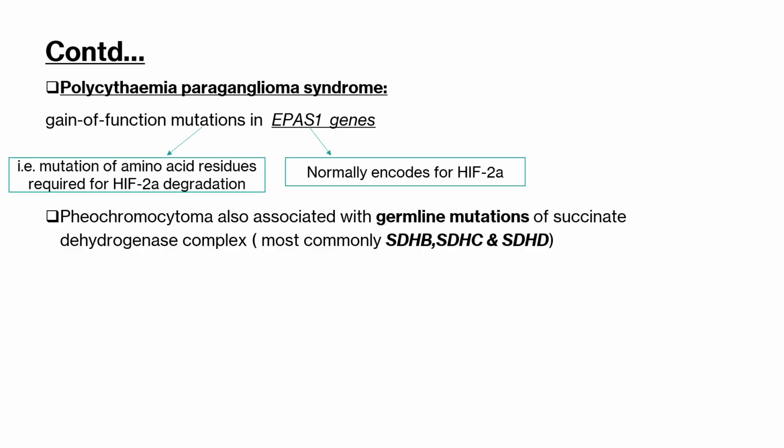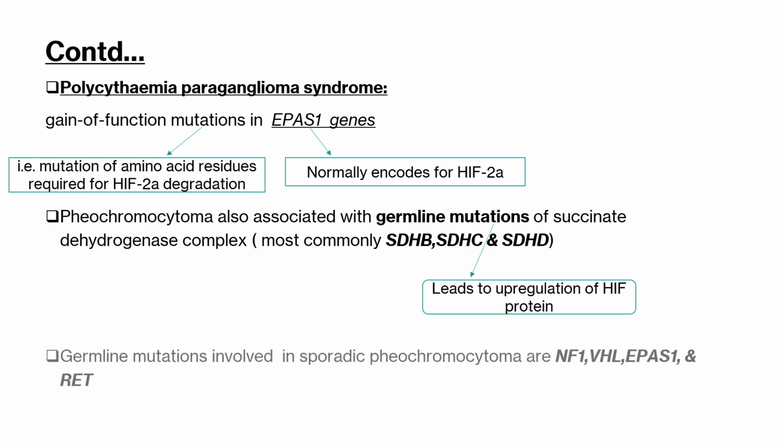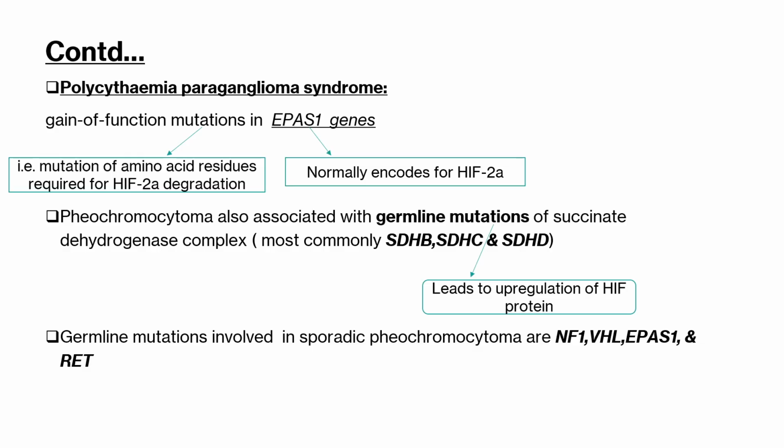there is also germline mutation of the succinate dehydrogenase complex, and this most commonly occurs in succinate dehydrogenase complex subunits B, C, and D. And this mutation leads to the upregulation of the hypoxia-inducible factor proteins. And also we can see the germline mutations involved in sporadic pheochromocytoma are NF1, VHL, EPAS1, and RET.